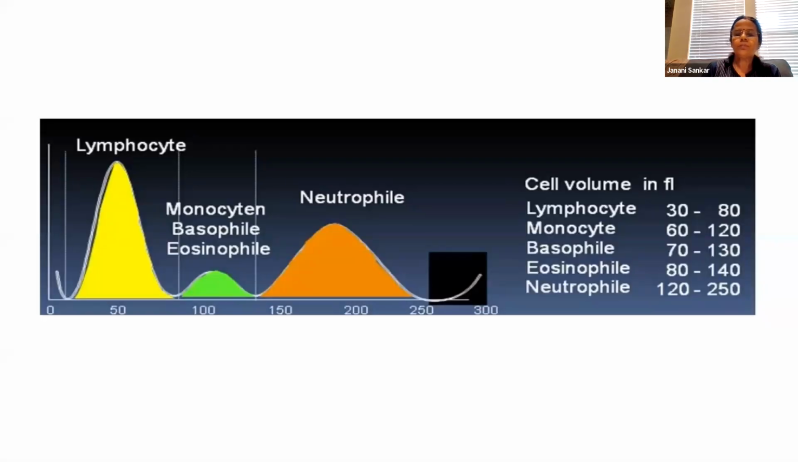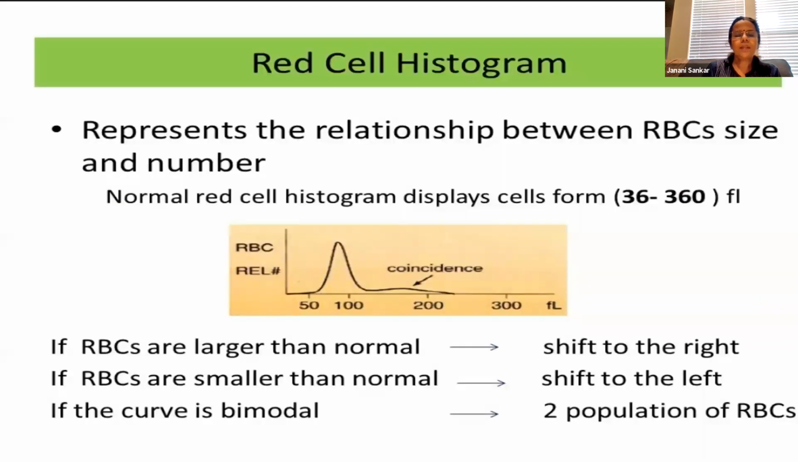So this is how the WBC scatter looks. The lymphocytes are on the left, the neutrophils on the right, and the monocytes, basophils, and eosinophils in the center. Then the histograms: there are different histograms, the red cell histogram, WBC histogram, and platelet histogram. In the red cell histogram, if the RBCs are larger than normal, it gets shifted to the right, like in macrocytosis. In microcytosis, it gets shifted to the left, and it remains bimodal when there are 2 populations of RBCs.